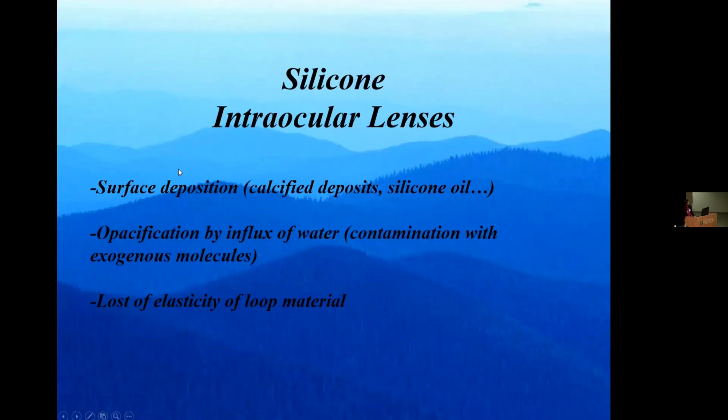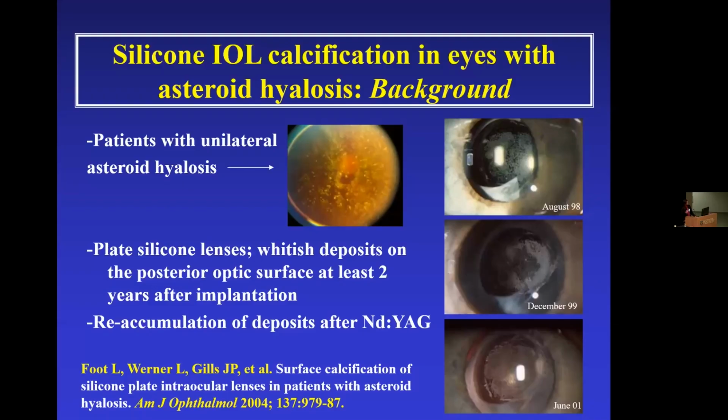We are going to talk about surface deposition, opacification by influx of water, and also problems with the loop elements. And silicone lenses may also calcify, but we only observe this in eyes with asteroid hyalosis. We first described that with plate silicone lenses. These are an old type of lenses with old silicone materials. And the deposits were always on the posterior surface of the lens, but they are different.